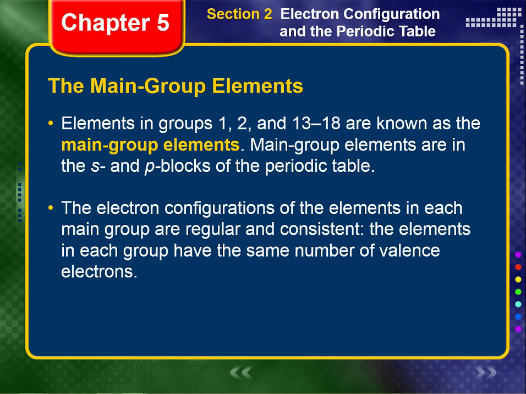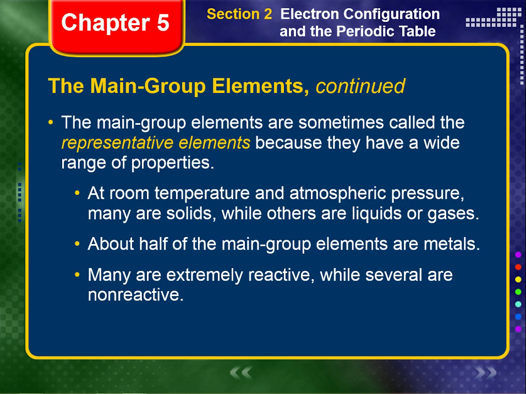So let's start with the main group elements. Elements in groups 1, 2, and 13 through 18 are known as the main group elements. Main group elements are in the S and P blocks in the periodic table. The electron configurations of the elements in each main group are regular and consistent. The elements in each group have the same number of valence electrons. That's not new. That is from a couple of sections ago, right? Elements in each group, as long as they're in the same group, have the same number of valence electrons and therefore the same types of properties.